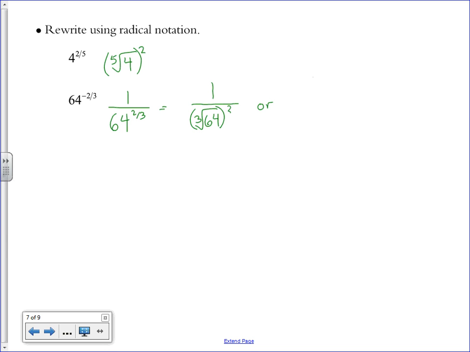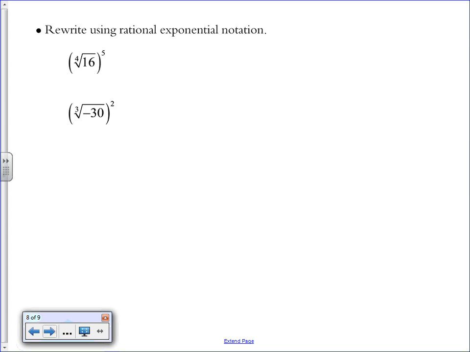Or remember, you could write it as the cube root of 64, with the 2nd power outside, or with the 2nd power inside. You have the option of putting that 2nd power outside or inside. Either answer is acceptable.